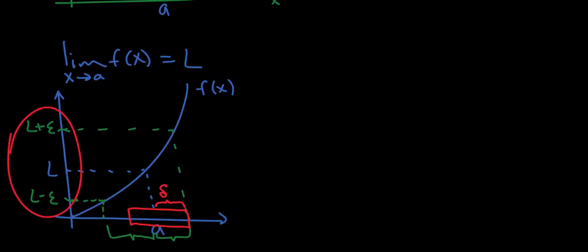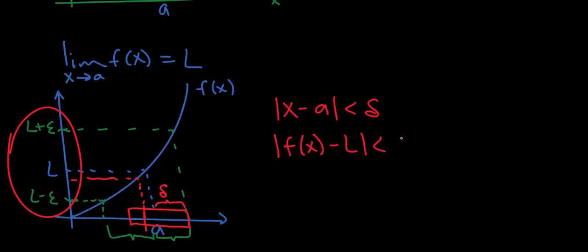Now the idea is that any x value I choose in here, let's say I choose that one, it's in this neighborhood. If I go up and I come over, notice I'm within that epsilon neighborhood. So we say this: if the distance x minus a is less than delta, then you know that the distance f of x minus L is less than epsilon. So using this, we can write out the formal definition.